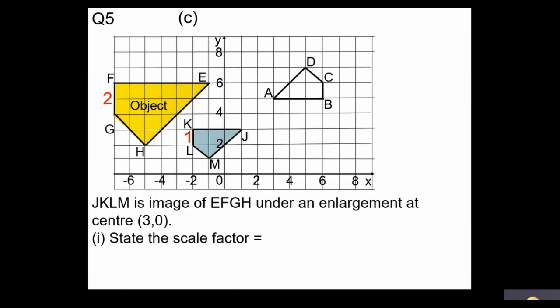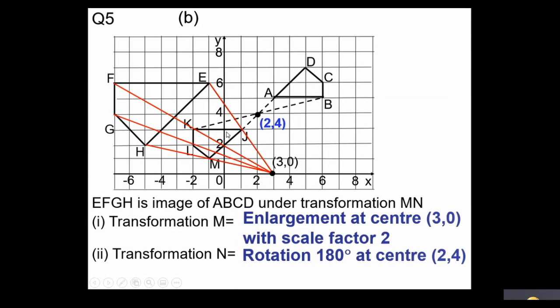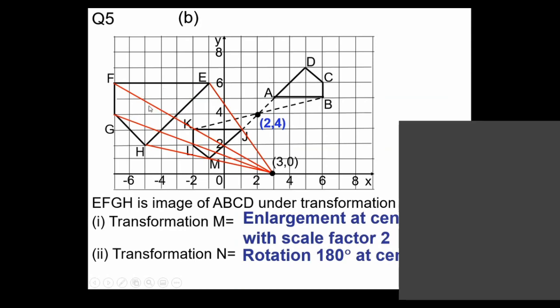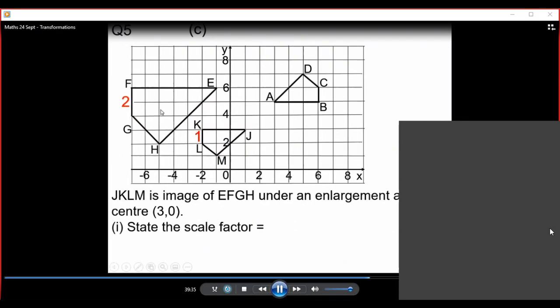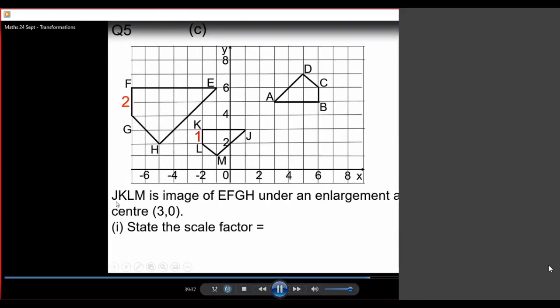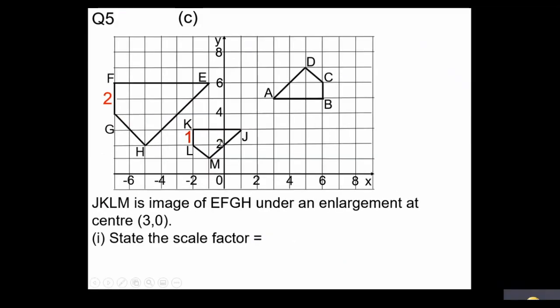It seems to be similar, but it's actually different. Why? Because for the previous question, this is the object and the object becomes the image, and the image is bigger. But here the image is smaller. So from here to here, it transforms from big to small. This is the image, this is the object. So state the scale factor: you take 1/2. Don't take 2/1. Always take the image divided by the object.